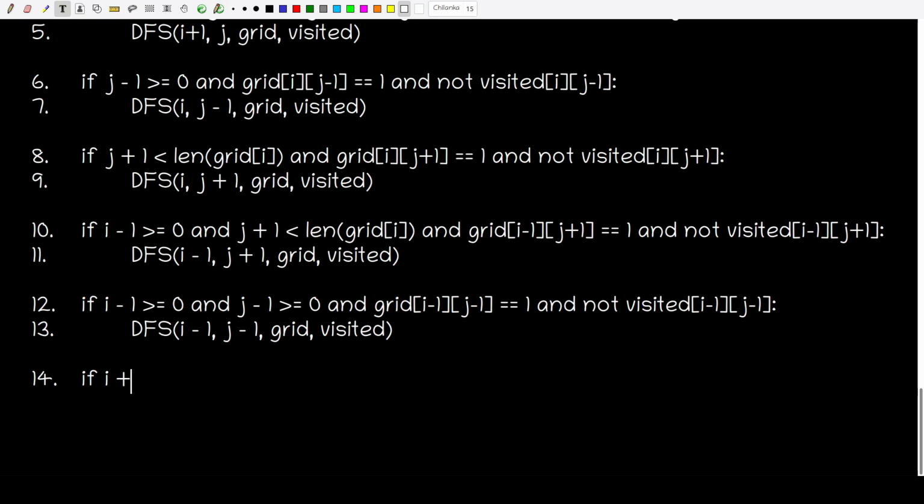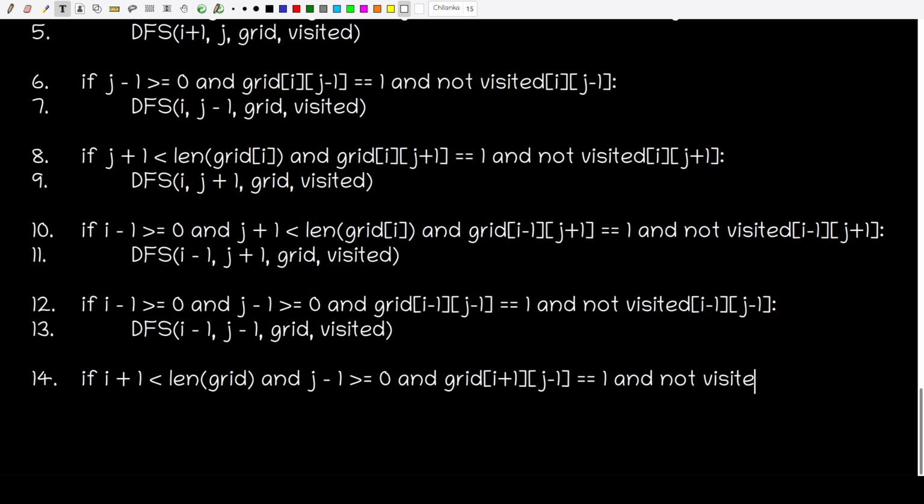So i + 1 is less than len of grid and j - 1 is greater than or equal to 0 and grid of i + 1, j - 1 equals 1, and it is not visited, then in such case we need to perform DFS on this as well. So i + 1, j - 1, grid and visited.